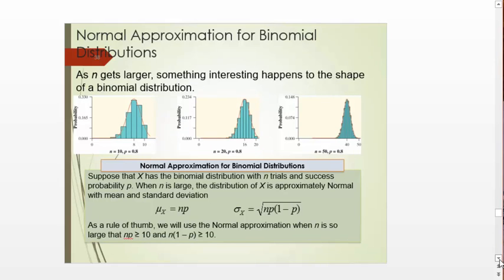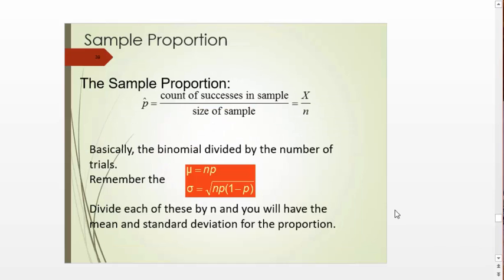But something we didn't talk about is that as n gets very, very large, we can actually approximate our binomial distribution using the standard normal distribution. And the rule of thumb is if n times p and n times 1 minus p of our binomial are both greater than or equal to 10, then we can use the normal approximation for our binomial and get very good estimations. And this is where it's going to come in to help us with sample proportion.